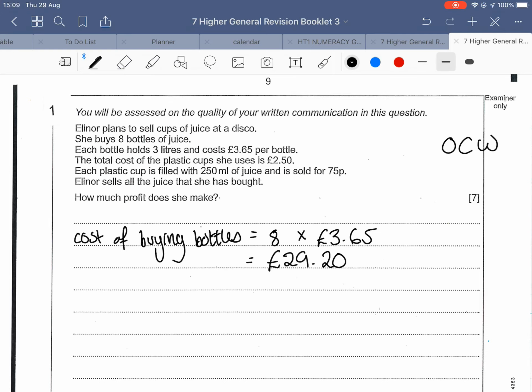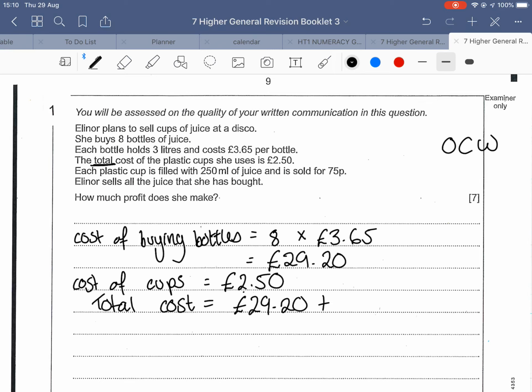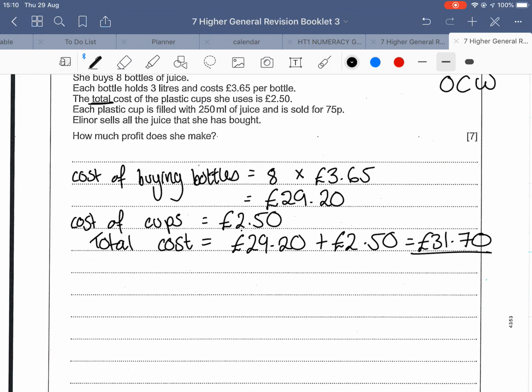So that's how much she spends on bottles. She also has to pay for cups. So cost of cups, and it does say that there's a total cost. So that means they're not £2.50 per cup. That'd be ridiculous. So £2.50 for plastic cups is really cheap. So the total cost of her making this business of selling juice, all we need to do is add our £29.20 and £2.50 to get £31.70. So it costs her £31.70 to make this small little business.